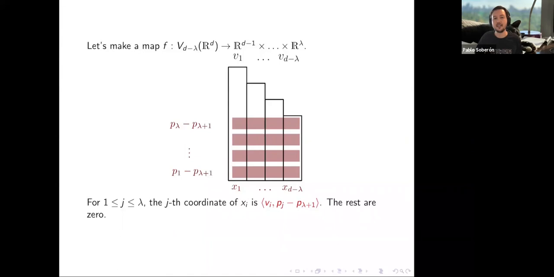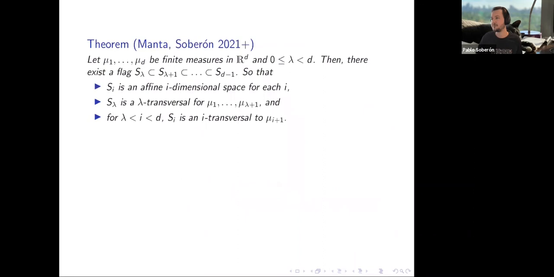Now, what if you don't want to be wasteful and you ask, can I get something more interesting here? You can also fill it with some other things. So we get the following result. Now I'll give you the following extension of the central transversal theorem. I give you d measures, and my parameter lambda between 0 and d. Now I'm going to get this flag of subspaces so that each of them has the dimension of the index they should have. So this is a lambda dimensional space, a lambda plus one dimensional space, up to a d minus one dimensional space. And S_lambda is a central transversal for the first lambda plus one.